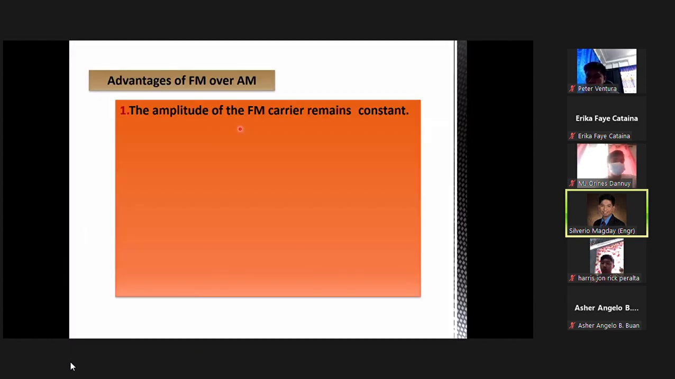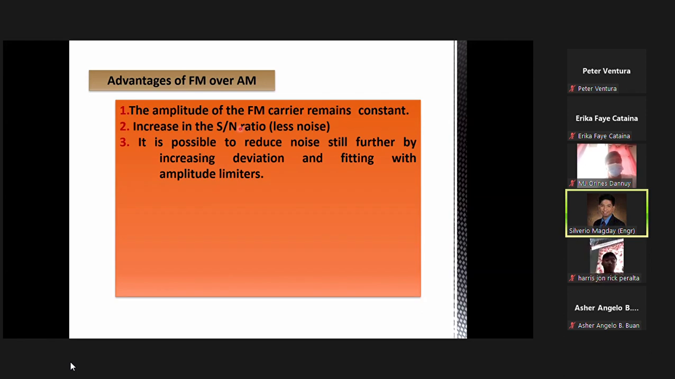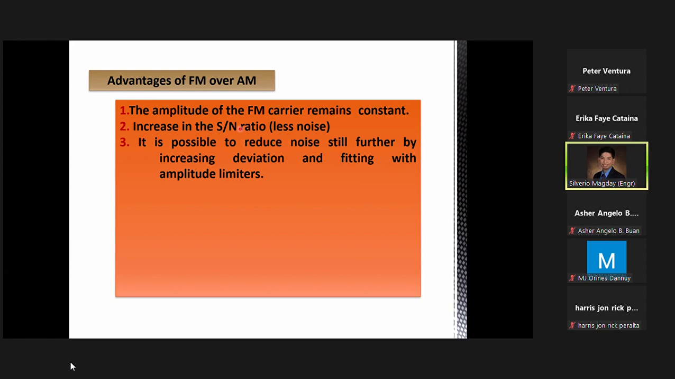Advantages of frequency modulation over AM: the amplitude of the FM carrier remains constant. So there is an increase in the signal to noise ratio. With an increased signal to noise ratio, it will produce less noise. It is possible to reduce noise still further by increasing deviation and fitting amplitude limiters.